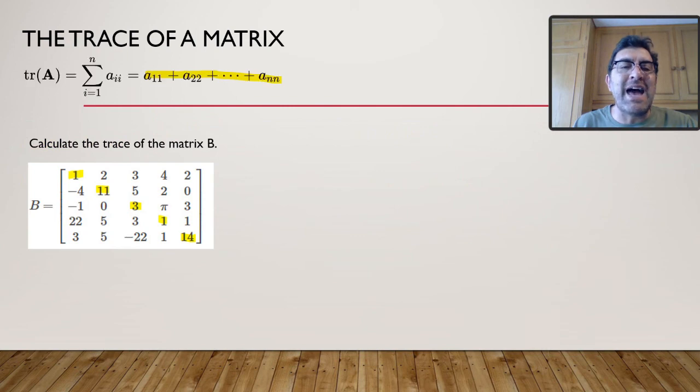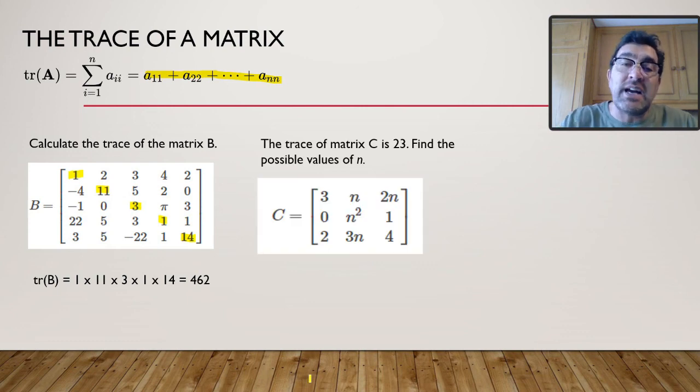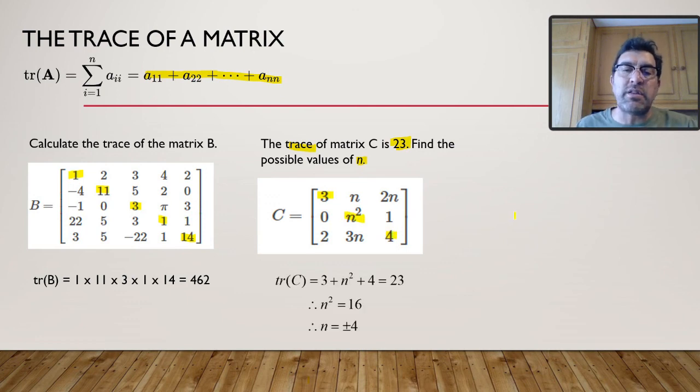Okay, so if we add them, then we get the trace of B. It's the sum of all those entries, which is 462. There's a nice interesting way to look at it. I give you the trace of the matrix as 23 and I ask you to find n. So you've got to know that you've got to add those entries together, equate it to 23, clean it up a little bit, and then you'll find the value of n. n can be plus or minus 4.